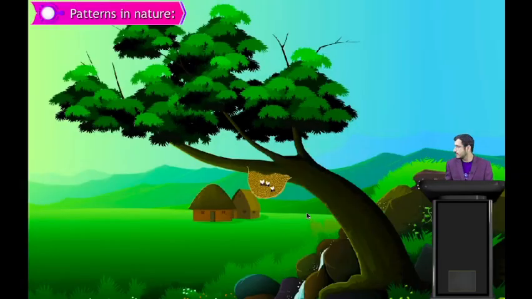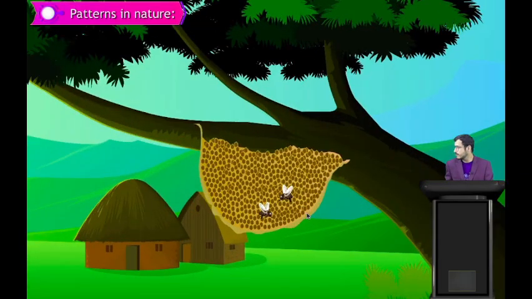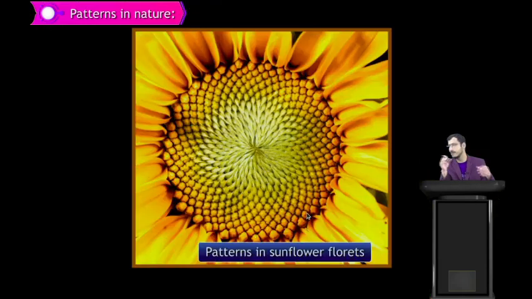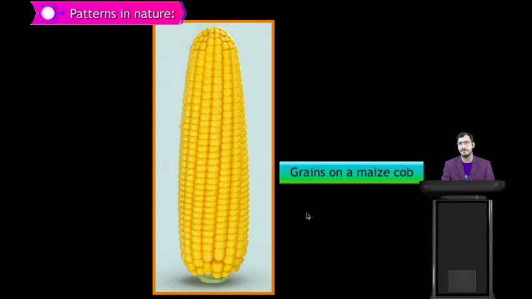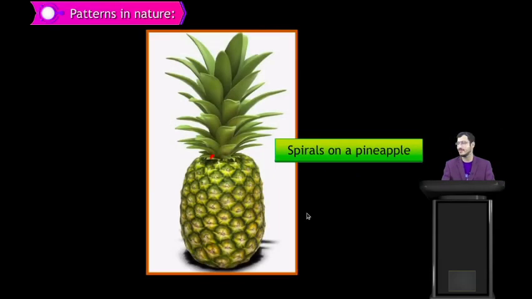Now here, the honeycomb pattern you can see. Now patterns in sunflowers. So here are some examples of patterns in day to day life. Holes of a honeycomb you can see. Now here, grains on a maize cob. So yes, the pattern here. Spiral on a pineapple. You can see some pattern here.